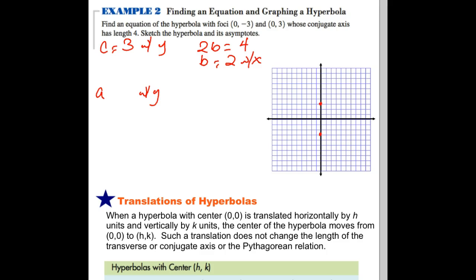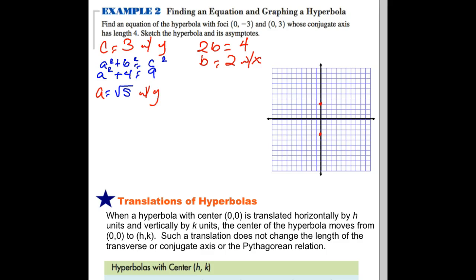All right, let's find A. We know that C squared equals A squared plus B squared. Yes? Okay, so A squared plus B squared would be 4, and C squared is 9. So A squared has to be 5, so A would be √5. You good with that? Okay.